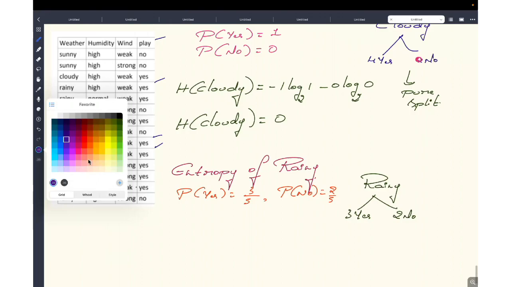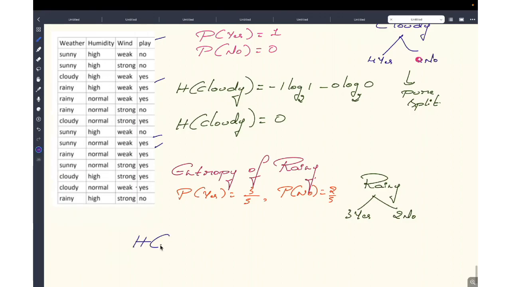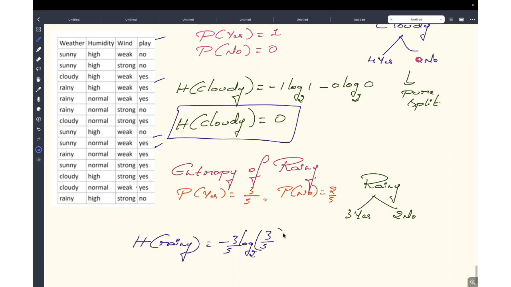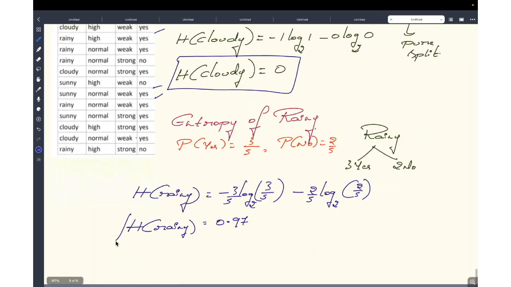So final entropy will be H of Rainy equals minus 3 by 5 log base 2 3 by 5, minus 2 by 5 log base 2 2 by 5. Answer? 0.97. You can see even for Sunny we got the same thing but opposite: 2 yes, 3 no for Sunny. So entropy of Rainy is 0.97.